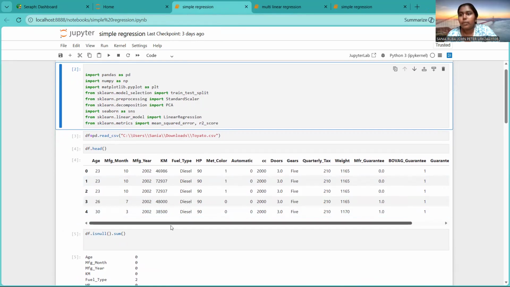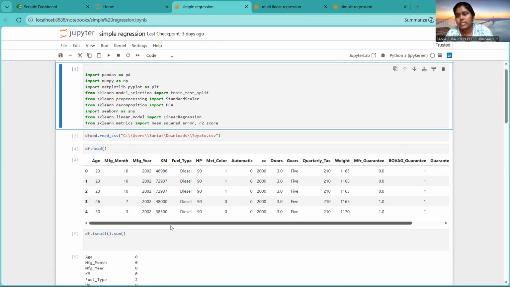Firstly, I imported the necessary libraries for my simple linear regression: pandas, numpy, matplotlib, and for model selection and pre-processing. For visualization, I imported the seaborn library. For regression, I imported from sklearn.linear_model the LinearRegression, and some evaluation metrics to check my model.